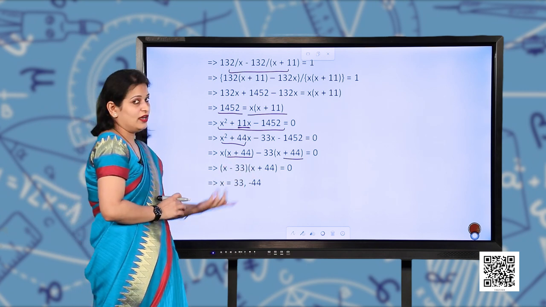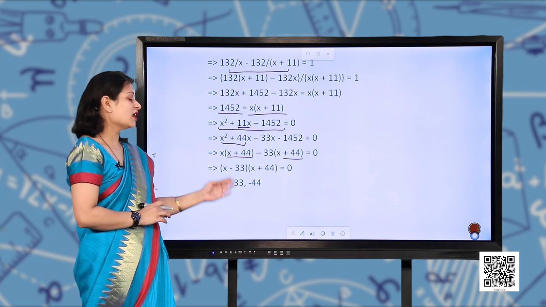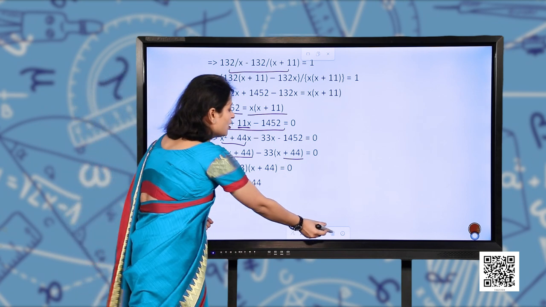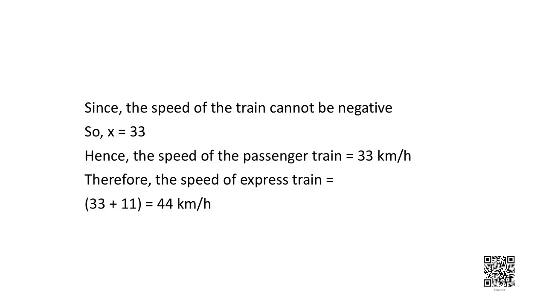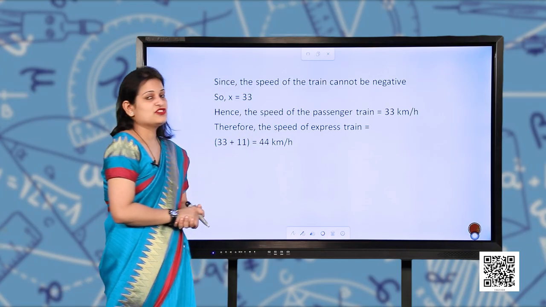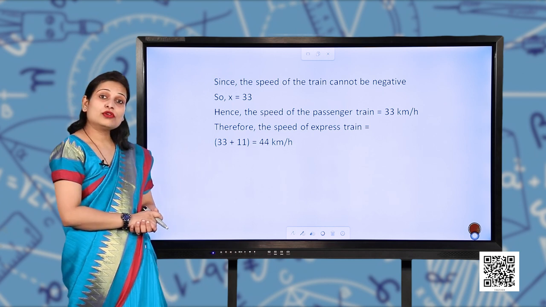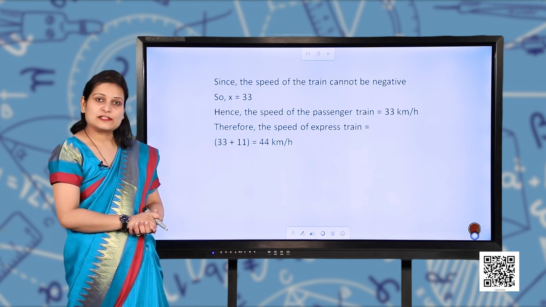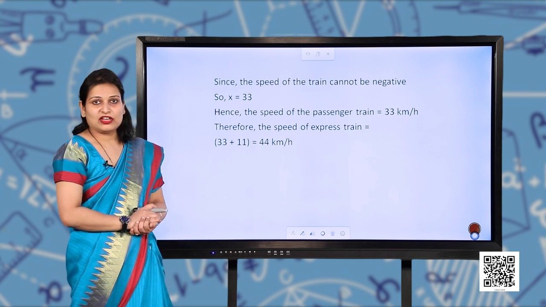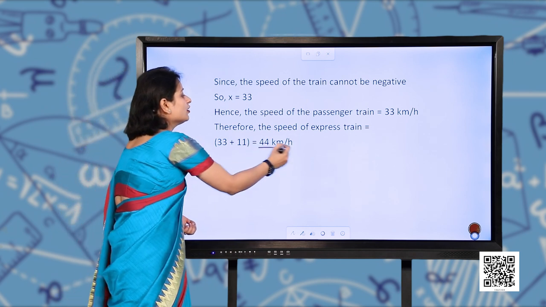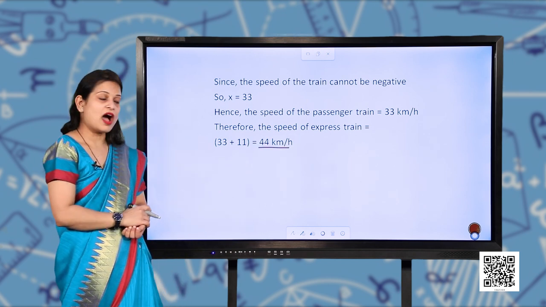So we can calculate the value of x as 33 and minus 44. Now speed cannot be negative. So we have to consider the positive value of x. So hence the speed of the passenger train is 33 kilometer per hour. Now how will you calculate the speed of the express train? Simply add 11 to it, you will get 44 kilometer per hour.